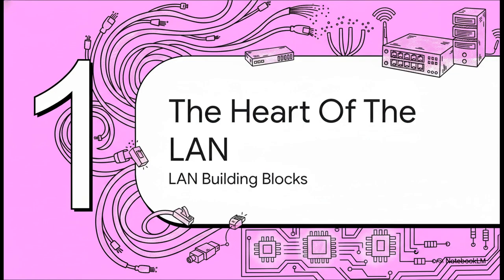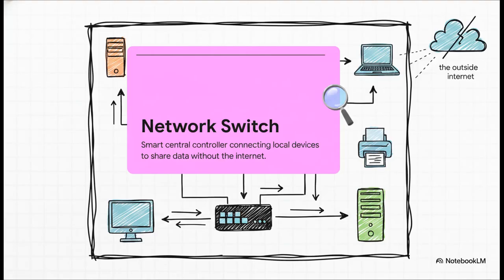All right, Section 1, the heart of the LAN, the building blocks of local networks. The answer to that office mystery is the network switch. You can think of a switch as a super smart central controller. Its primary mission is to connect all your endpoints, so your computers, your printers, your local servers, so they can talk to each other directly. What's absolutely crucial to understand here is the local advantage. A network switch allows for massive, high-speed data sharing inside the four walls of your building without ever needing to touch the outside internet or eat up your external bandwidth. It keeps local traffic local.